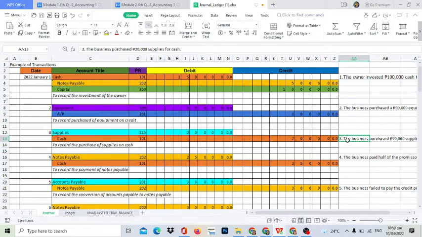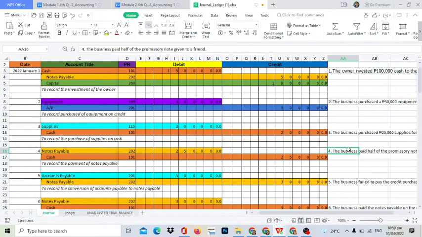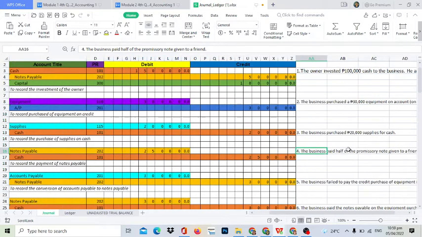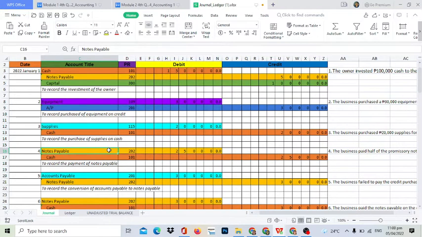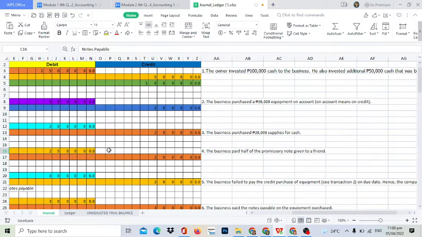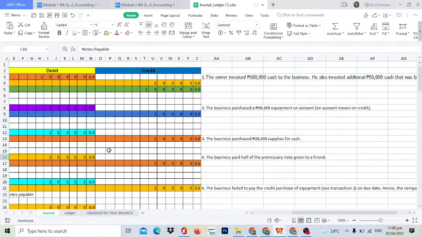Okay, next for number 4, the business paid half of the promissory note given to a friend. So, the two account titles are the notes payable, which is 25,000, and then the cash is also 25,000. So according to number 4, the business paid half of the promissory note given to a friend.